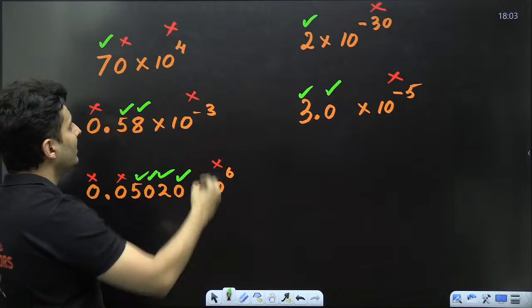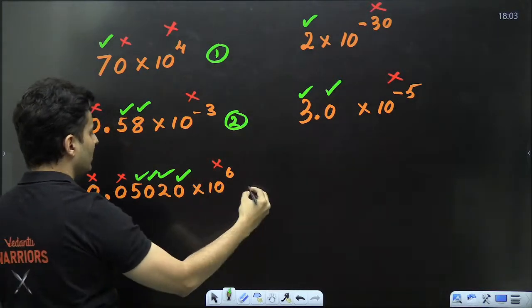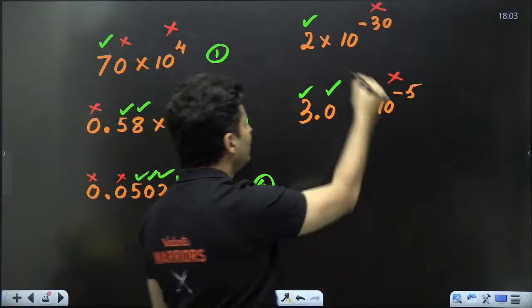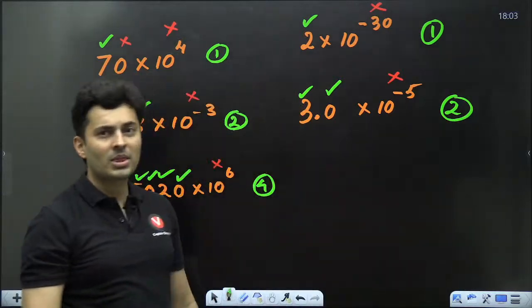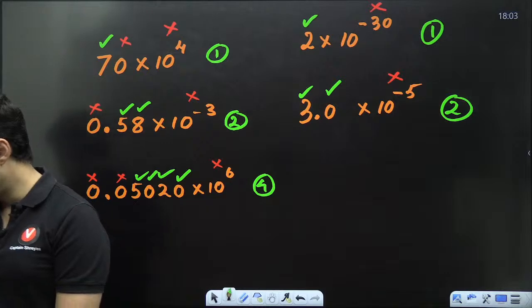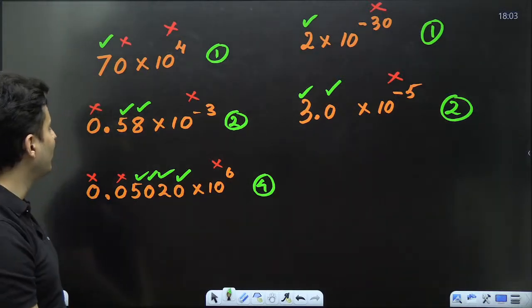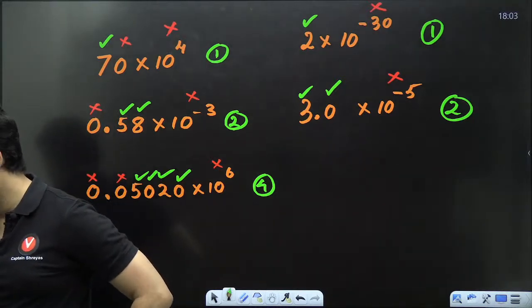That's it. So this one has one significant figure. This has two significant figures. This has four significant figures. This has one significant figure. This has two significant figures. That's how the calculation works. 1, 2, 4, 1, 2. Very good. Many students wrote the correct answer. Proud of you, Krishna.